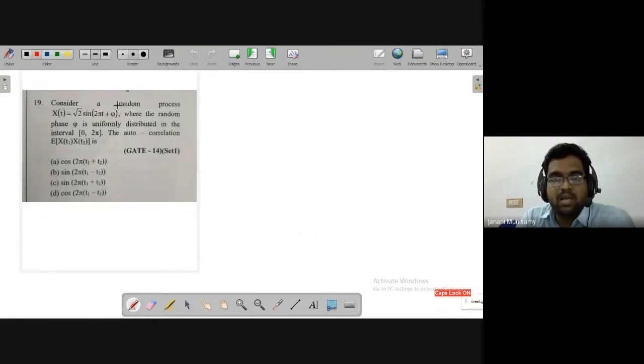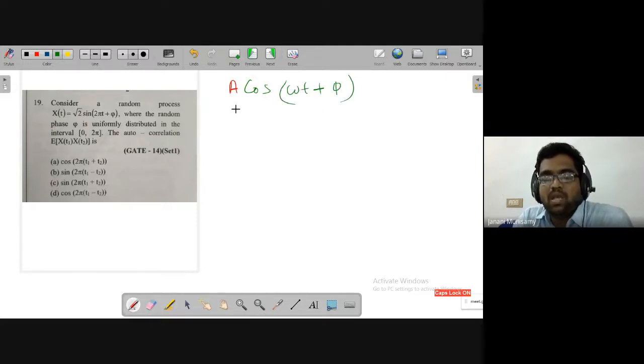Next, consider a random process where amplitude is root 2 sin(2 pi t plus theta), where theta is uniformly distributed between 0 to 2 pi. Then what is the autocorrelation function? Already I have given you the standard formula. Whenever you have A cos(omega t plus theta), the autocorrelation function is A square by 2 cos omega tau. Here instead of A, they gave root 2. So root 2 square by 2 is 1, cos omega tau.